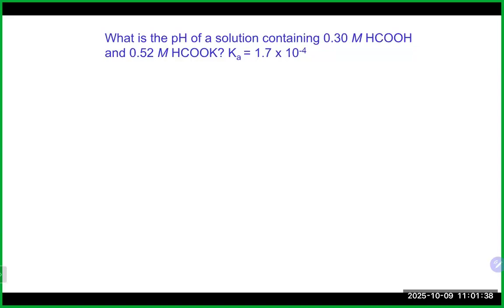So let's take a look at one here. What is the pH of a solution containing 0.3 molar formic acid with 0.52 molar potassium formate? I tell you what, why don't you finish that one up and we'll start with that one next time since we're at the end here.